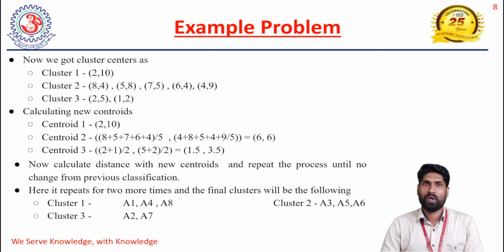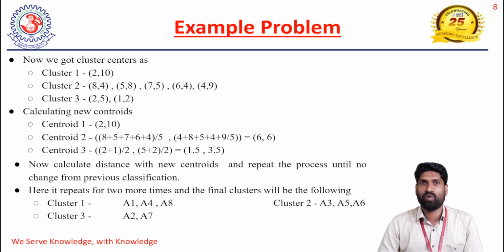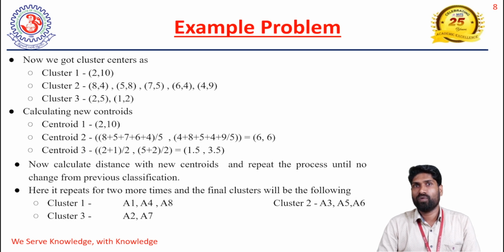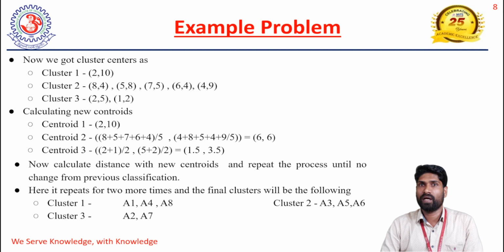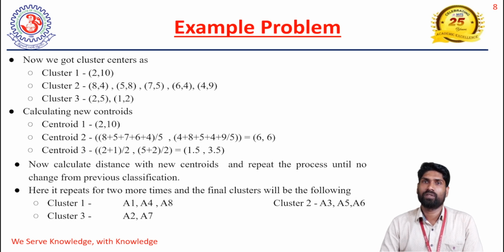Now we are changing centroids or cluster centers. C1 we are going to change. Earlier we had 2, 10. Here there is only one point, so no need to change. But see how you change C2. C2 has 5 points. We take all its x components: 8, 5, 7, 6, 4. We add all these together and divide by the count. 5 points are there, so we divide by 5. Then the y components: 4, 8, 5, 4, and 9. All y components we select, add together, and divide by the total count, that is 5.